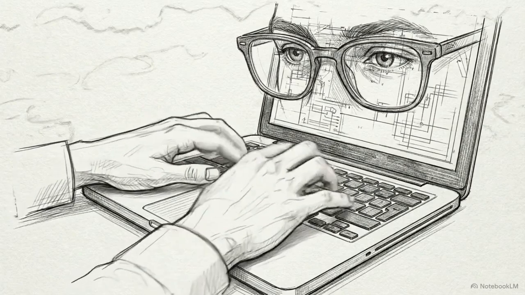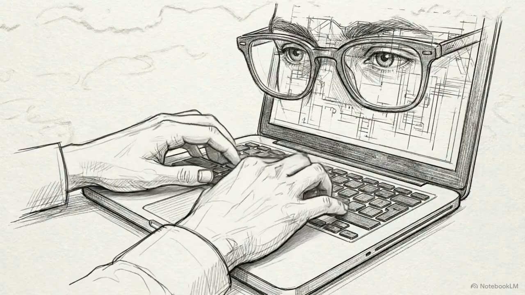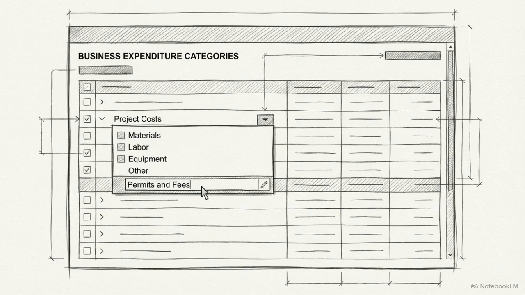Before the AI can route these costs, it requires a specific destination in your chart of accounts to deposit the data. Inside the QuickBooks chart of accounts, we start by creating a new sub-account under Job Expenses. We label it Permits and Fees.